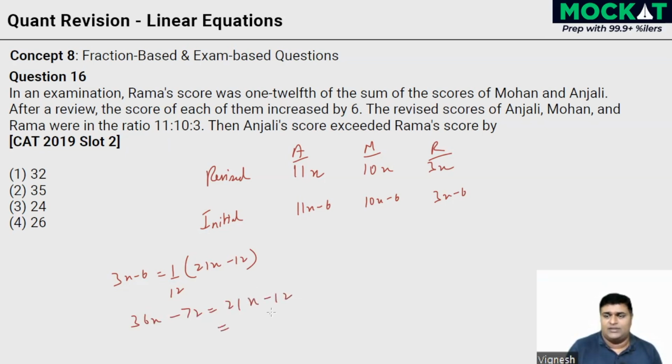Take the 72 there, you're going to be getting a 60. Bring the 21x over here, you're going to get a 15x. So x equals 4. Now what's asked?